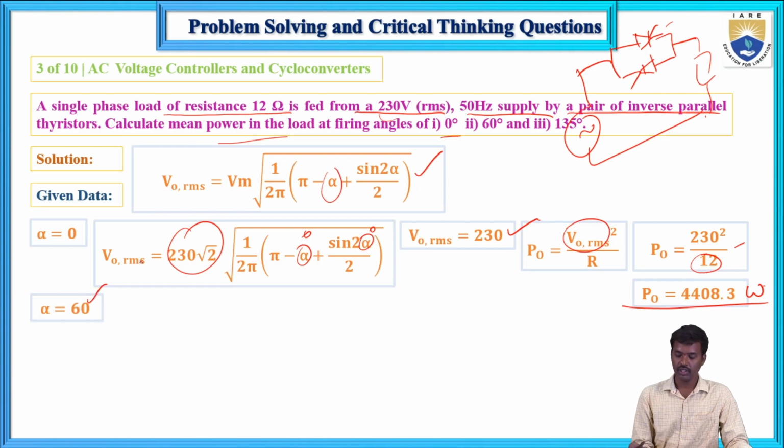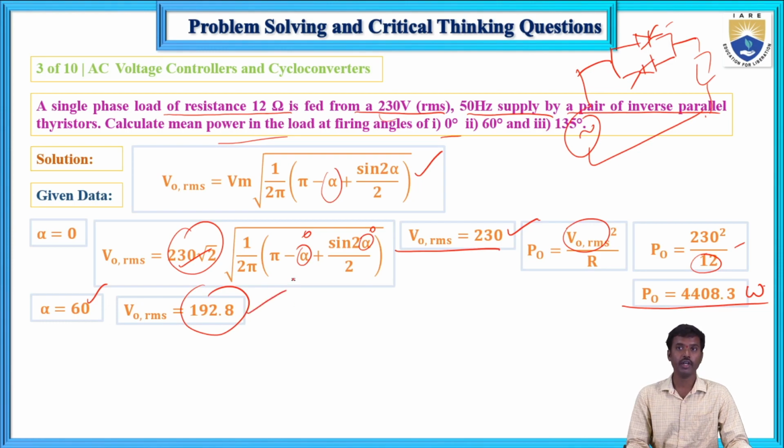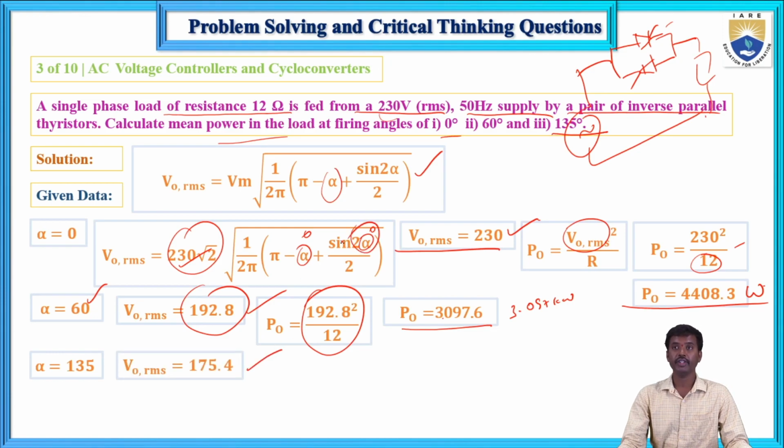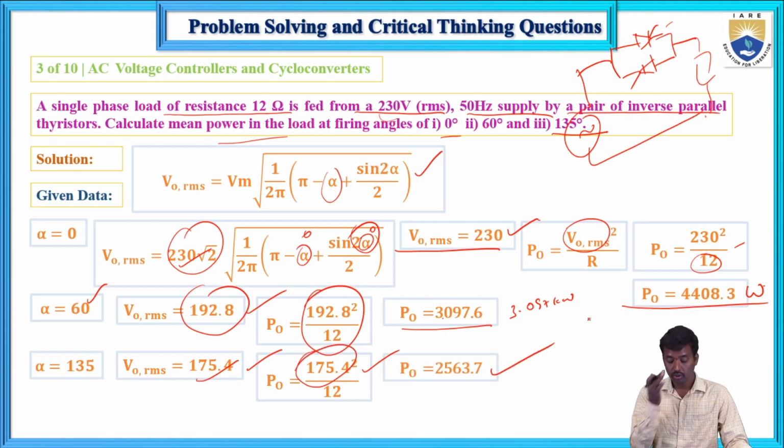Next, alpha equals 60 degrees with the same supply voltage. The output RMS voltage is 192.8 volts, and the power equals V0 RMS squared divided by the 12 ohm load resistance, which is 3097.6 watts, that is 3.097 kilowatts. After that, the 135 degrees angle. Substituting 135 degrees, V0 RMS is 175.4 volts and the output power equals 2563.7 watts.